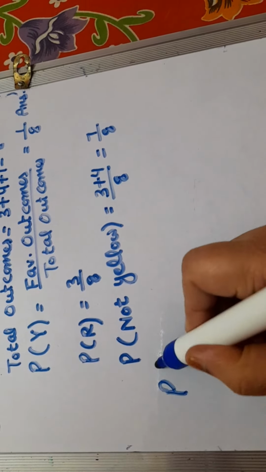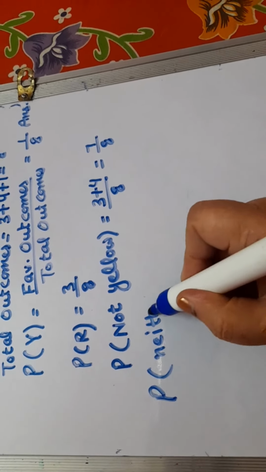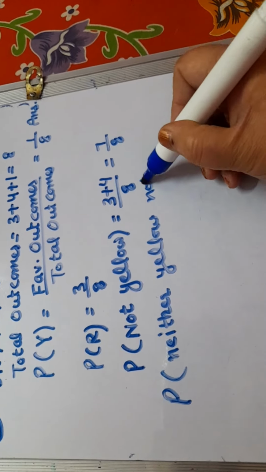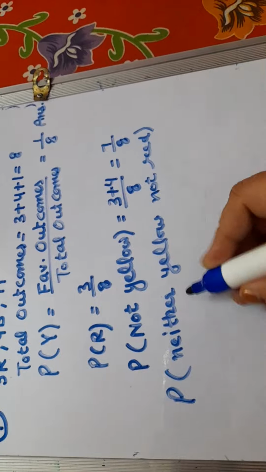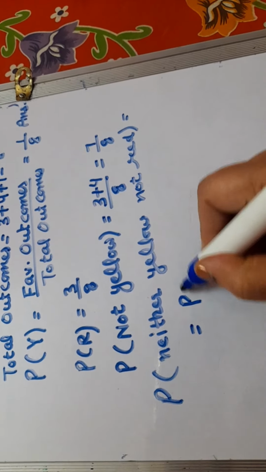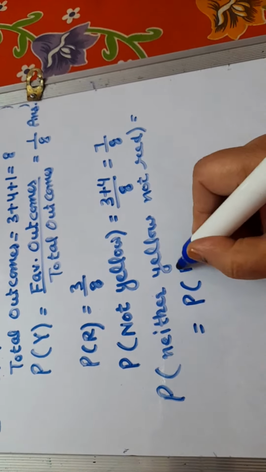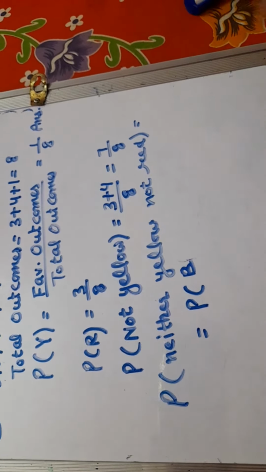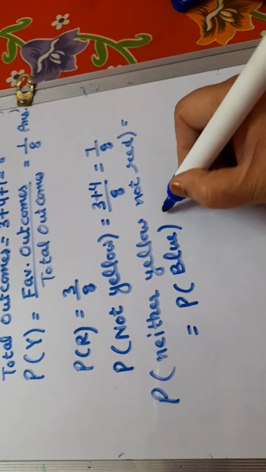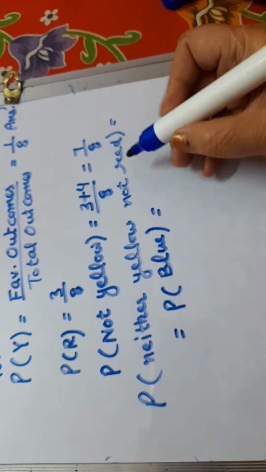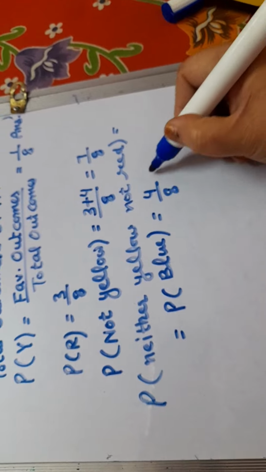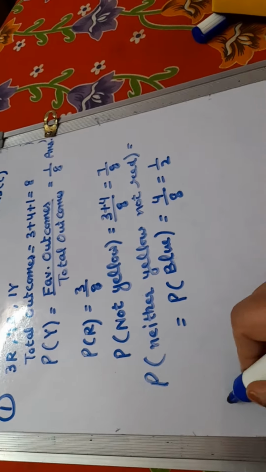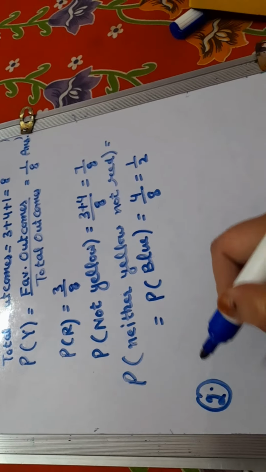Next, probability of neither yellow nor red. It means we have to find probability of black ball. Probability of black ball. So there are 4 black balls, so 4 upon 8, that is 1 by 2 is the required probability. This was question number 1. Now I will discuss question number 2.